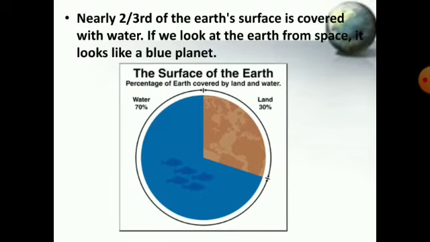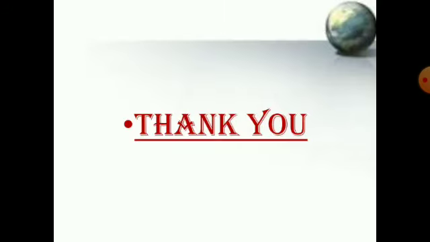Children, nearly 2/3 of the earth's surface is covered with water. If we look at the earth from space, it looks like a blue planet. Correct? If we see the image, 70% of the earth's surface is covered with water and only 30% is land. So there is more water than land, and that's why it is known as the blue planet.